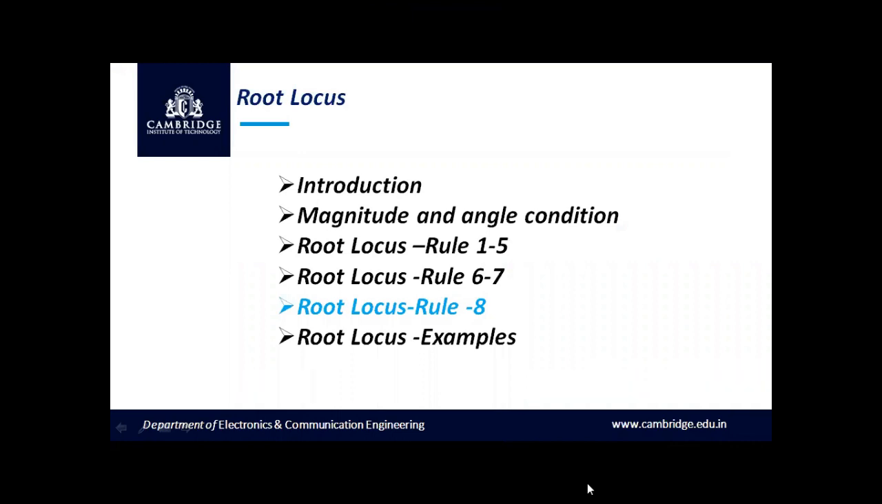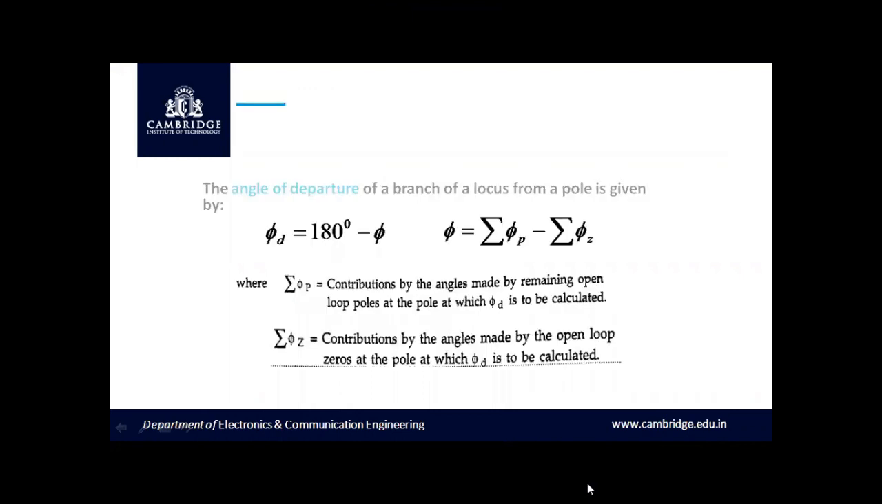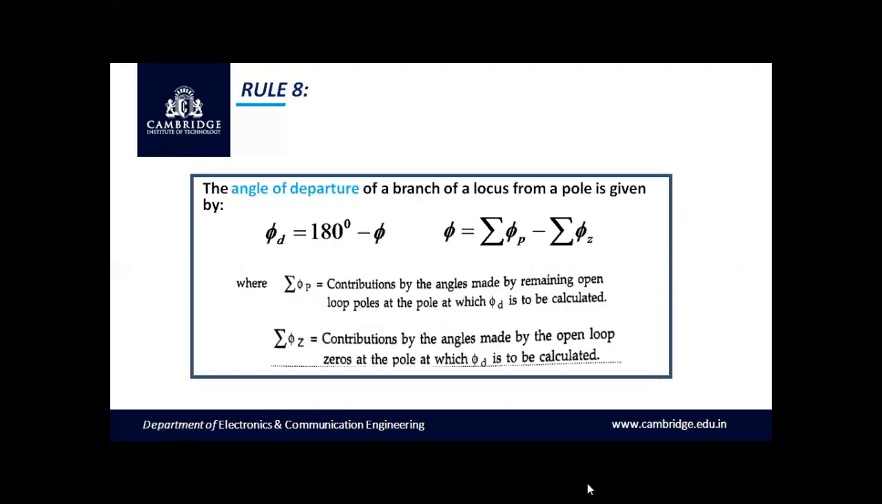In the previous lecture, we discussed rule number 6 and 7 for the construction of root locus. And today, we are going to discuss rule number 8 to calculate the angle of departure and angle of arrival. Here, rule number 8 is meant to calculate the angle of departure as well as the angle of arrival.